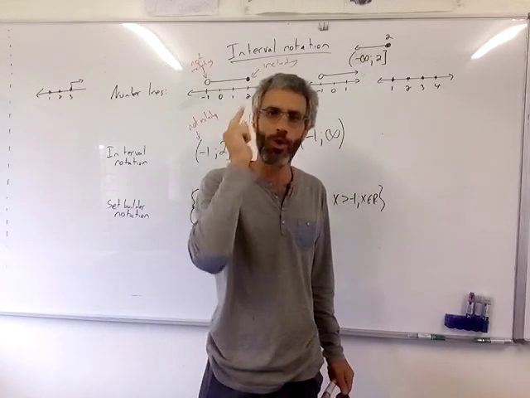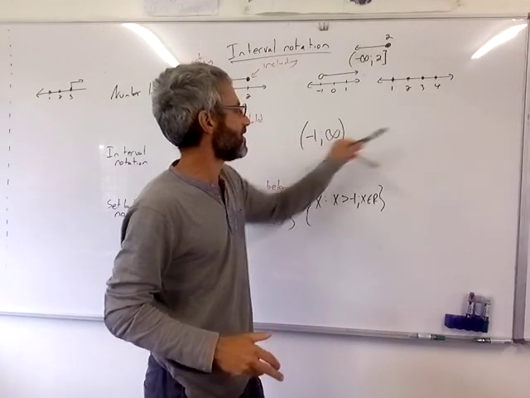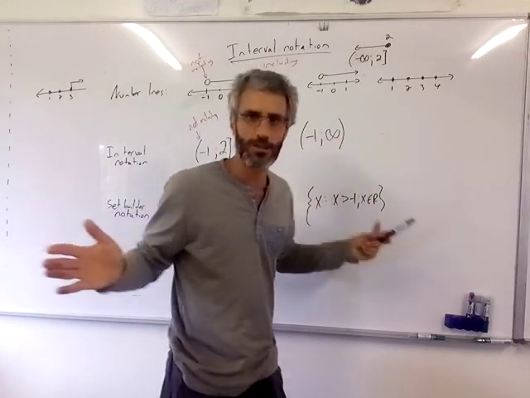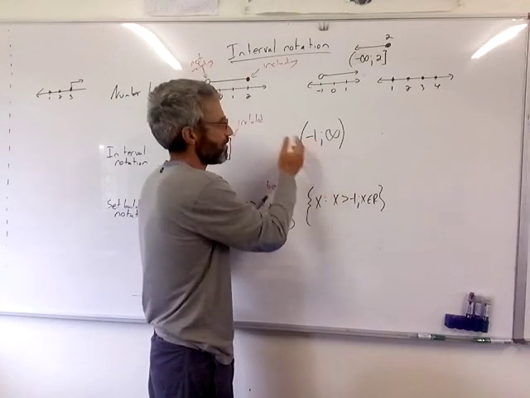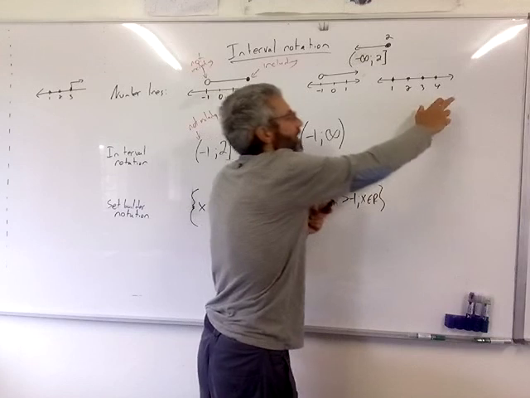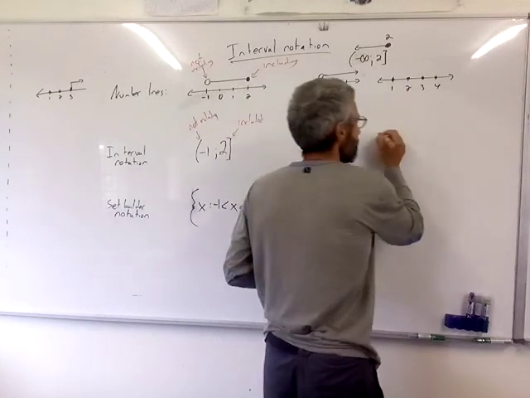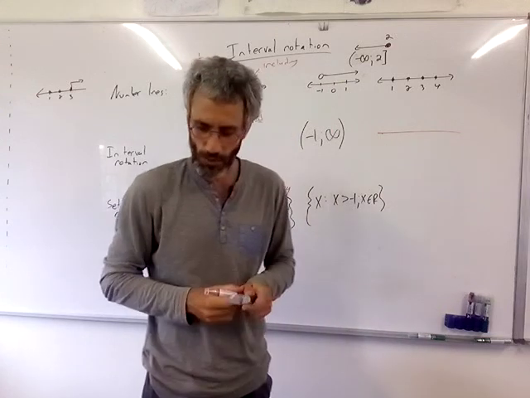1, 2, 3, 4. In this case, I cannot write an interval notation. I can't, because interval notation is always all the numbers between this and that. I don't have all the numbers. It's just the integers, 1, 2, 3, and 4. So in this case, I can't use it. Okay?